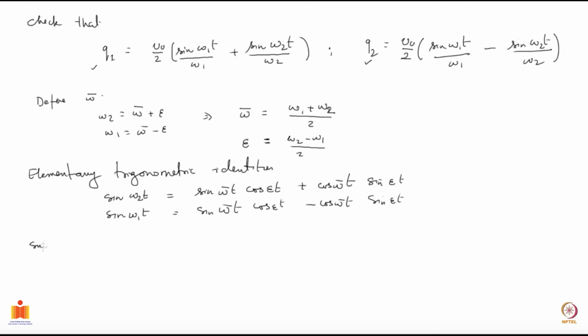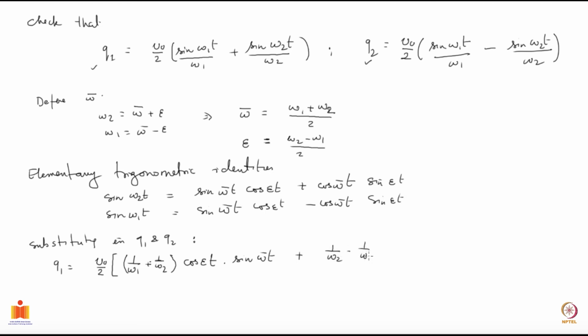Substituting in Q1 and Q2, we get the following. We get Q1 as V0 over 2 times 1 over omega 1 plus 1 over omega 2 times cos epsilon t times sine omega bar t. Then you have one more term, which is 1 over omega 2 minus 1 over omega 1, times sine epsilon t cos omega bar t. That's what you get for Q1.